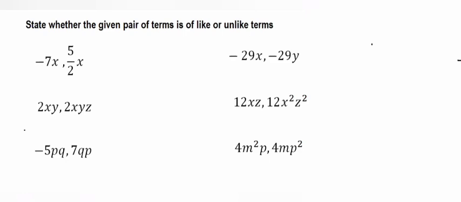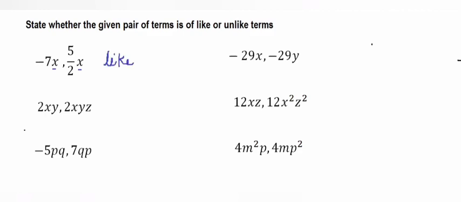State whether the given pair of terms is of like or unlike terms. We can add or subtract like terms, but we cannot add or subtract unlike terms. So here we need to check which are like terms. Now here you have minus 7 5 by 2. We do not look at the coefficient. We need to see the variable. Your variable should be the same. So here you can see that you have x and here also you have x. So they are your like terms.